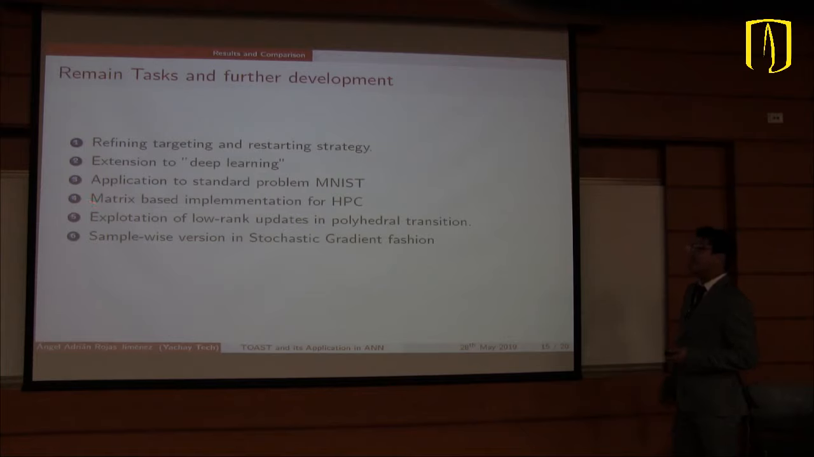The fifth is the exploitation of the low rank updates in polyhedral transitions. We say that it's low rank because there is just one change of sign when we move from one polyhedron to the other polyhedron. There is one change of sign of this signature vector that defines the polyhedra of each piece of our piecewise smooth function.